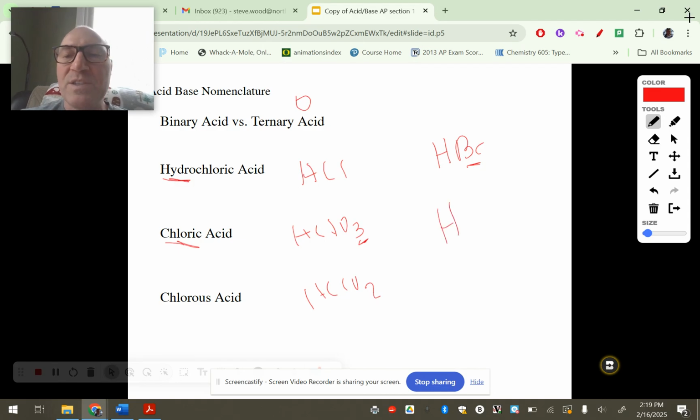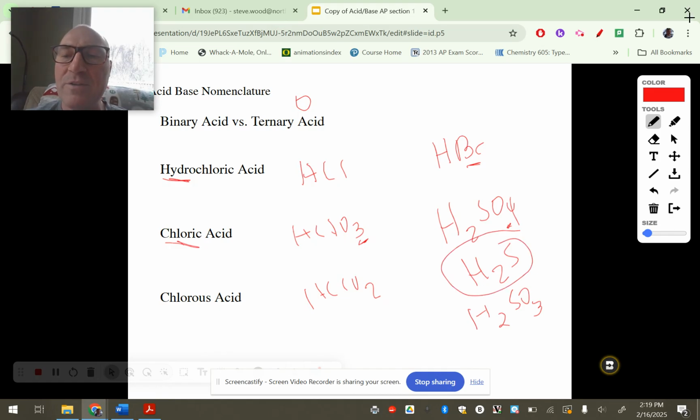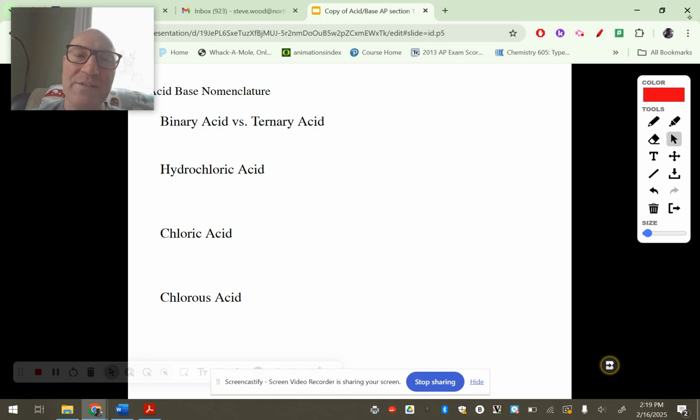So for example, this is sulfuric, again has H, right? This is hydrosulfuric, and this is sulfurous. So that's all 3 of them. Binary use hydro, ic, ous. Got it? This is from August, by the way, so you've learned that.